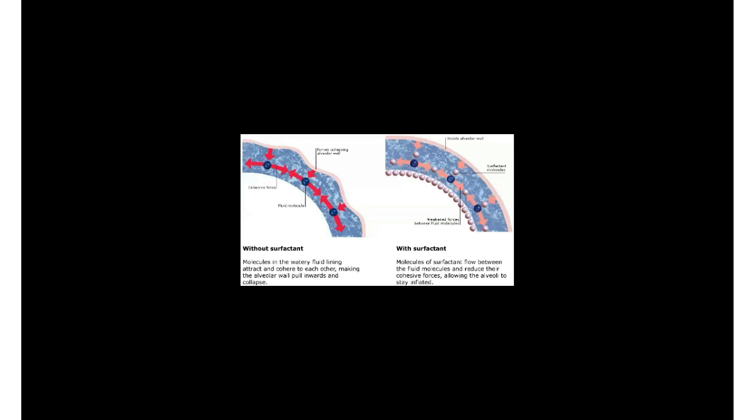Just see this picture. With surfactant they will be fully inflated. Without surfactant, if surfactant is not there, the forces of collapse will be more, and the alveoli will look like a diffuse figure, as you can see.